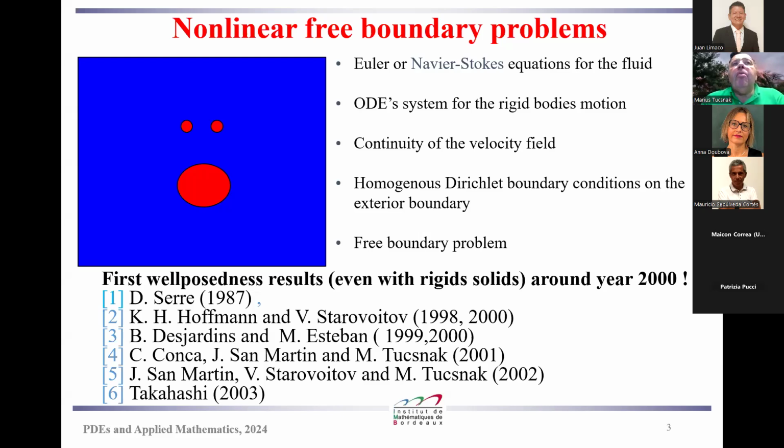Strangely enough, this kind of problem, which is very natural, imagine that you just throw a heavy ball in a pool, has been mathematically studied quite recently, especially in the situation where the fluid is described by the Navier-Stokes equations. A very early, pioneering result in this direction was given by Denis Serre in 1987, where he considered the case of one body which moves in the whole space.